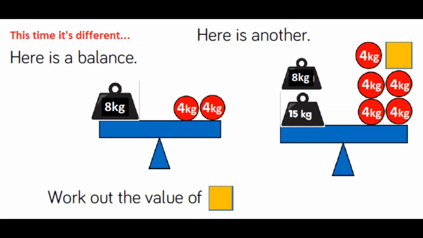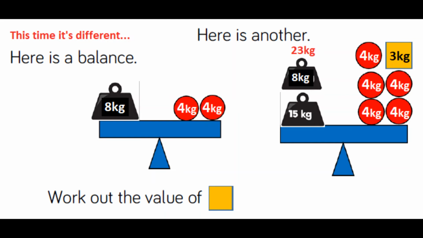So hopefully you've already worked this out. The answer is 3 kilograms for the yellow square, because the weight that we have on the second set of scales with the 2 black weights, we've got 15 kilograms and 8 kilograms. So together that makes 23 kilograms.